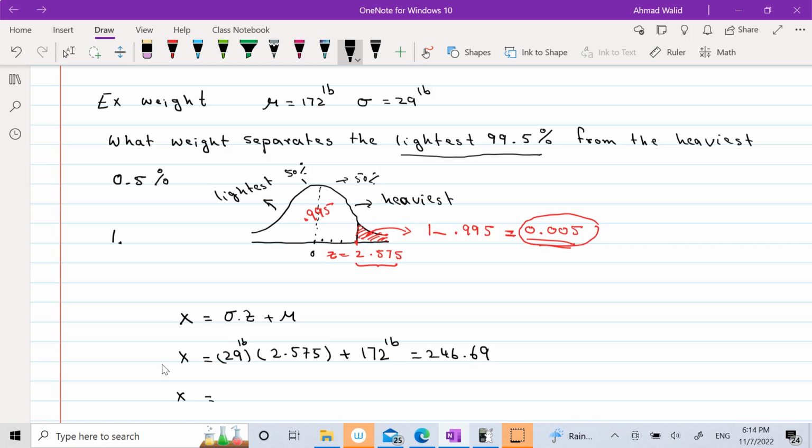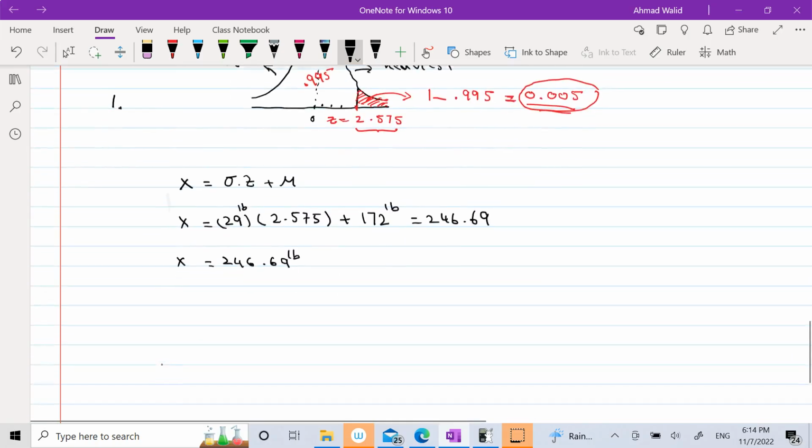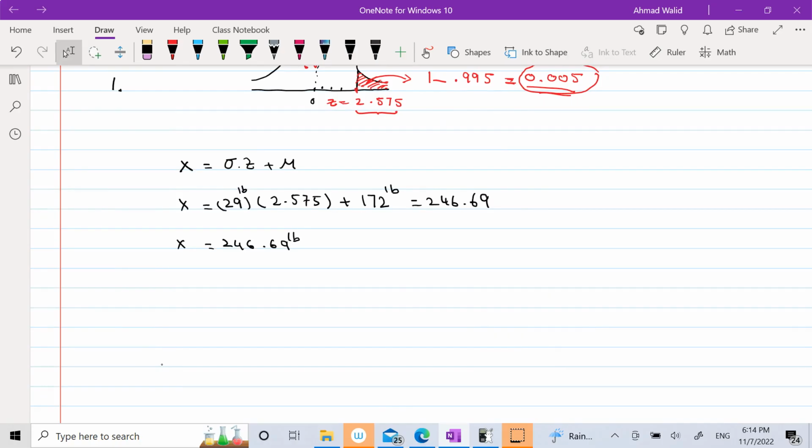246.69, or you can write here 246.69, of course, pounds. Correct? 246.69 pounds is the weight that separates the heaviest weight from the lightest weight, correct? You can write that paragraph.